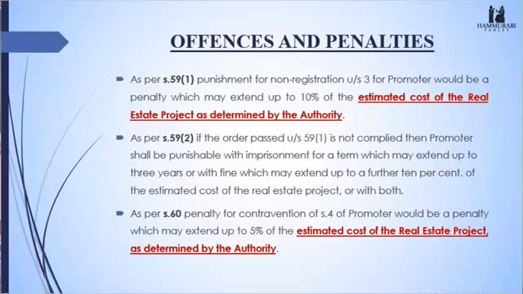As per section 59(2), if the order passed under 59(1) is not complied with, then there is imprisonment for a term which may extend up to 3 years, or with fine which may extend up to 10% of the estimated cost of real estate project, or with both. Now when we read 59(2) and the estimated cost of real estate project, it does not say as determined by authority. Then we have section 60.